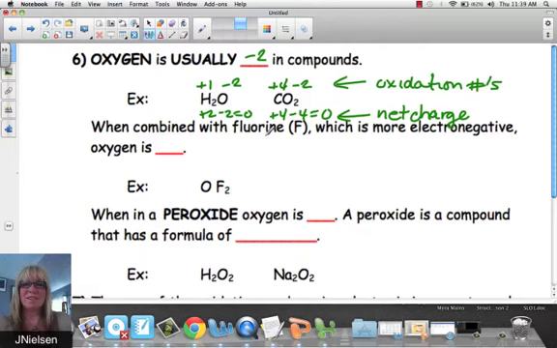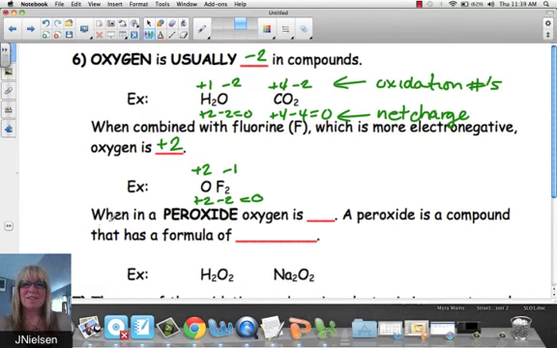When combined with fluorine, which is more electronegative, oxygen is +2. So this is one of the exceptions where oxygen will not be -2. It's when it combines with fluorine. Fluorine is -1, oxygen is +2. This is -2, +2.